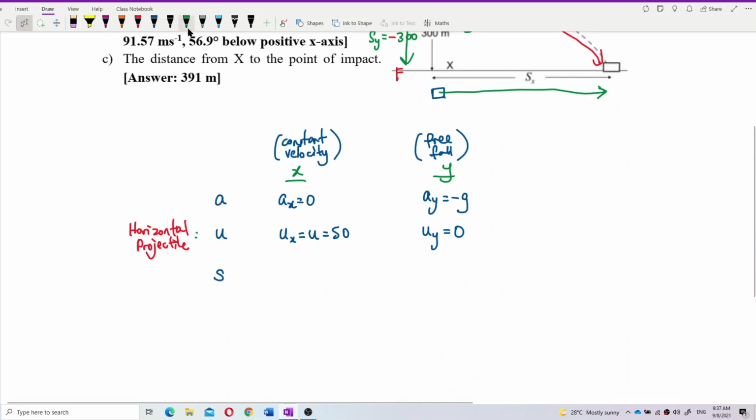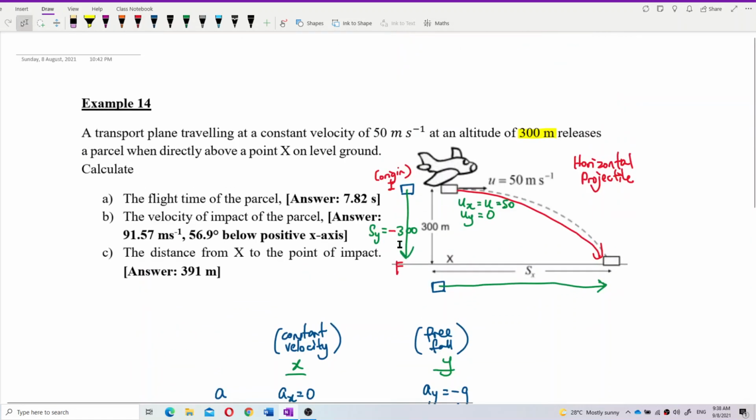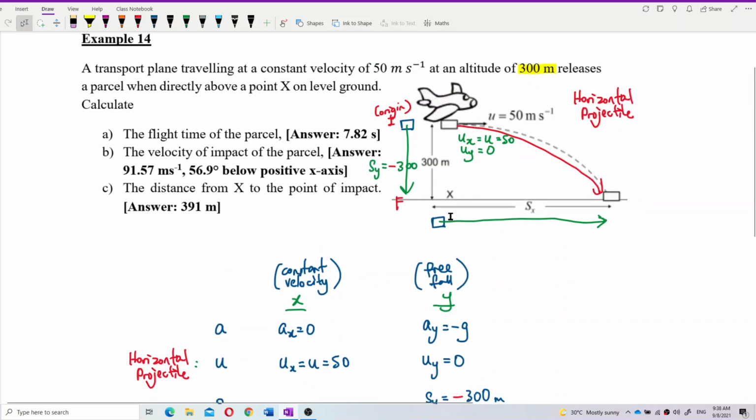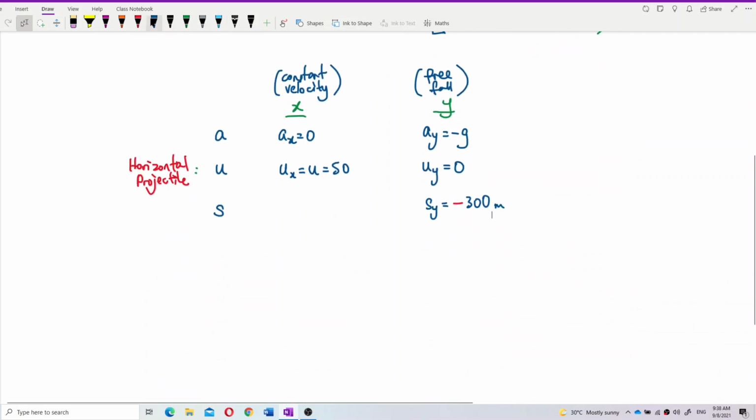So we can put over here, sy is negative 300 meter. Remember, why negative? Because the final is below the origin, below the initial. That's it. So now, how to find the time of flight? One thing we can know from here is this time.